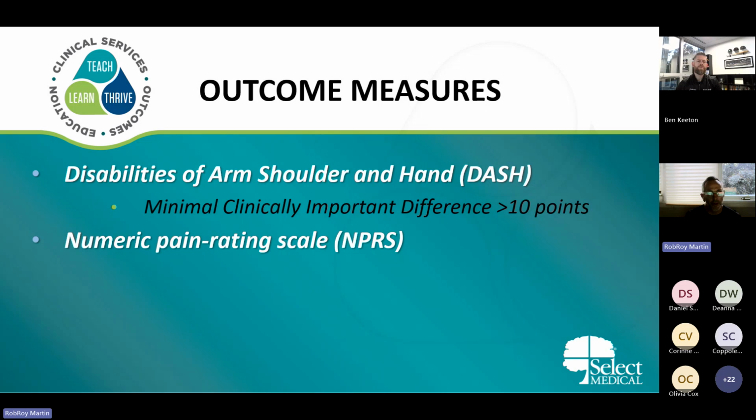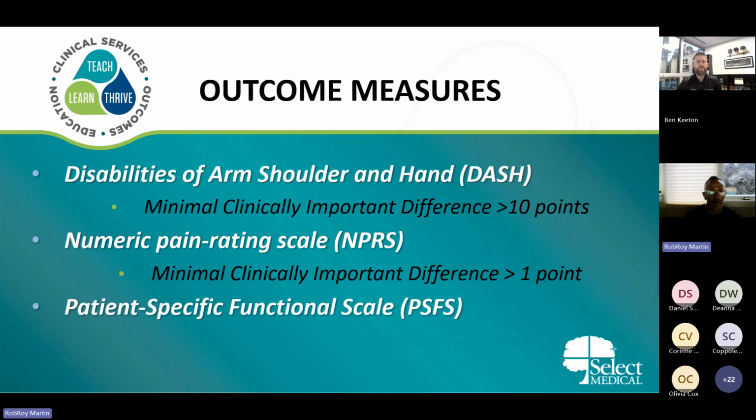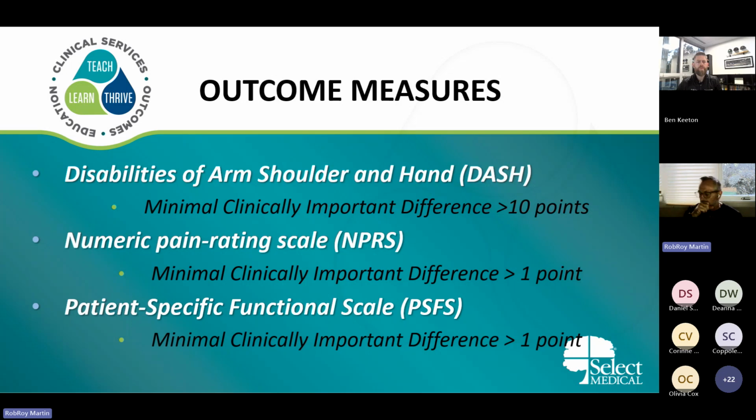We also have our numerical pain rating scale. So here we're looking for, in this population, a minimally clinically important difference of greater than 1 point. So if you're goal setting, you'd probably want to have at least a 2-point change to be significant. And then our patient-specific functional scale, we're looking for a minimally clinically important difference greater than 1 point.